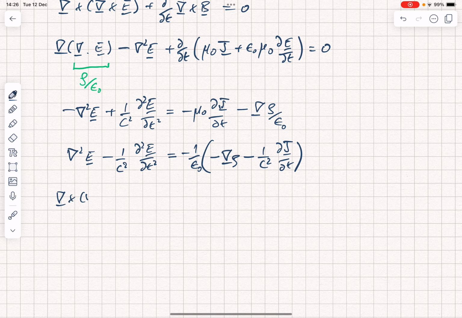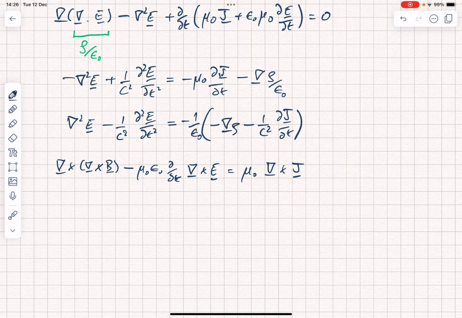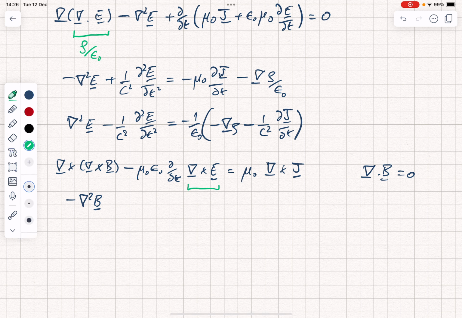We get the curl of B minus mu naught epsilon naught, excuse me, missed that one, d by dt of curl of E, and again I've changed the order of the differentiation, is equal to mu naught curl of J. If I expand out the curl of B and recall that div B is equal to 0, then we get minus del squared B, that's just coming from here, and I'm going to substitute for it using Faraday's law, for curl of E with a minus dB by dt.